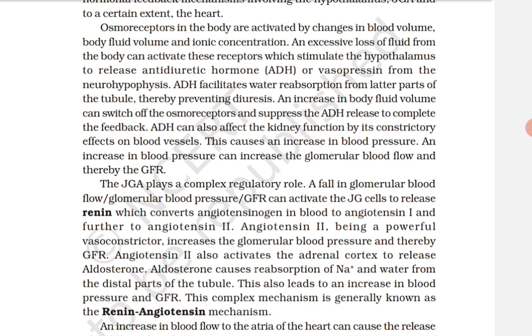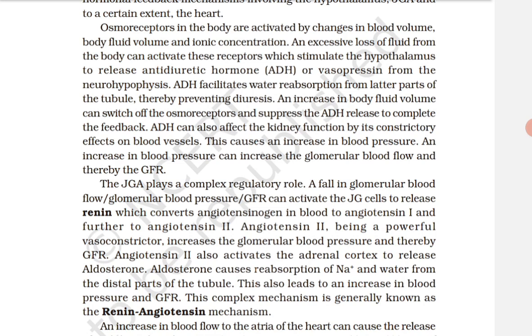ANF can cause vasodilation, dilation of blood vessels, and thereby decrease the blood pressure. ANF क्या करता है? ब्लड प्रेशर को डिक्रीज करता है. AD से याद कर सकते हो इसे, vasodilation. ठीक है, AD. Vasodilation and thereby decrease the blood pressure.